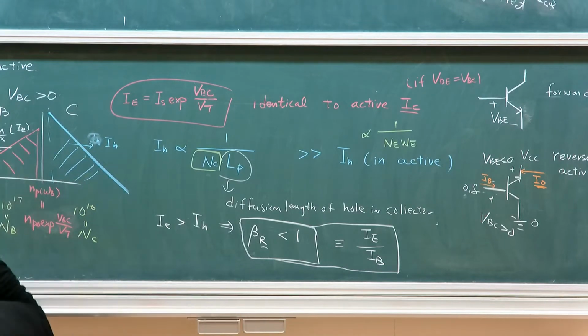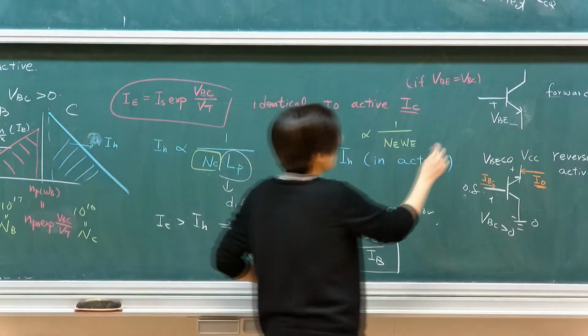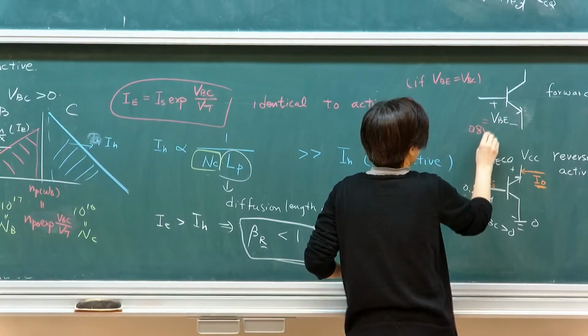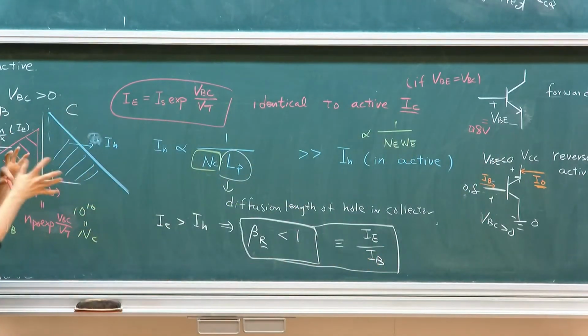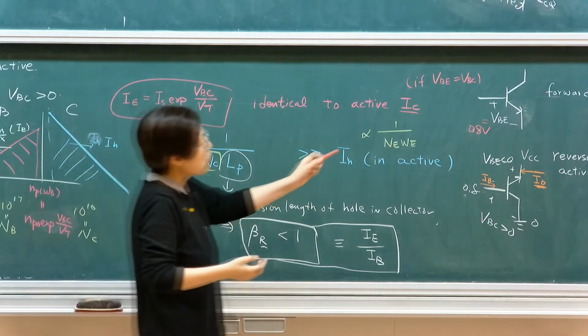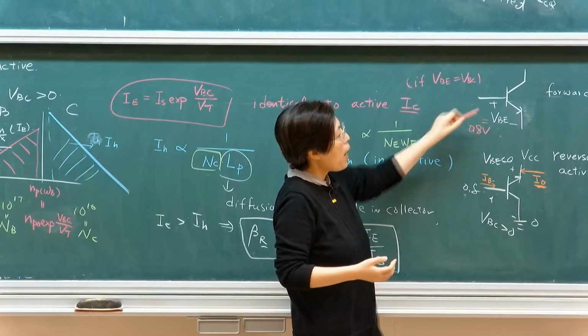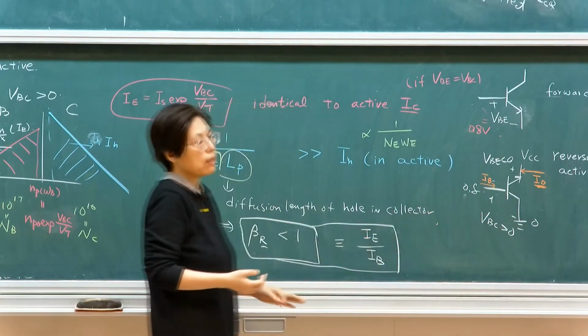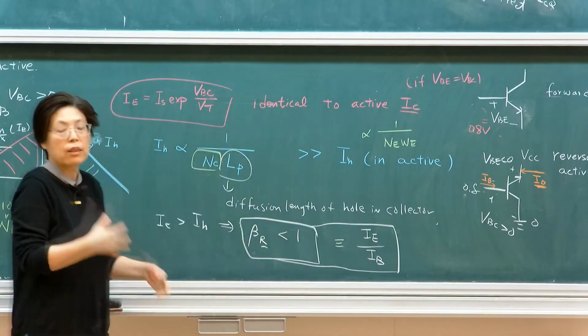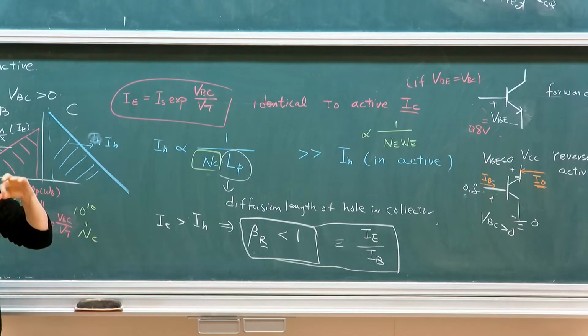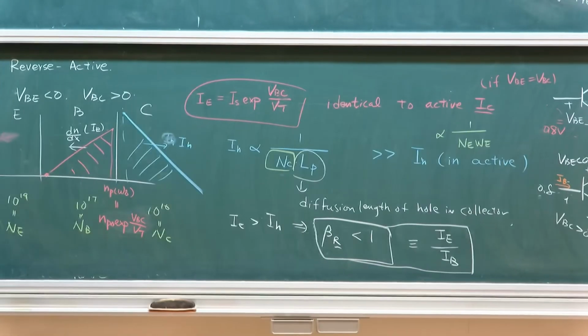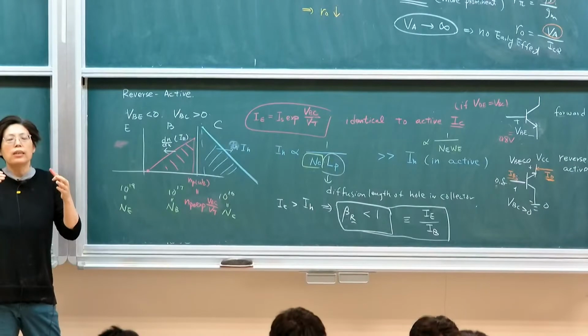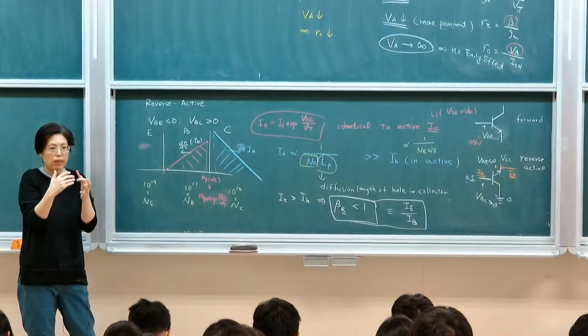So comparing forward and reverse, if I'm setting this to 0.8, and I'm putting an identical device but simply flip emitter and collector and apply the same type of biasing, then it will be identical. The current level itself will be identical. The main reason is because your base is the same.